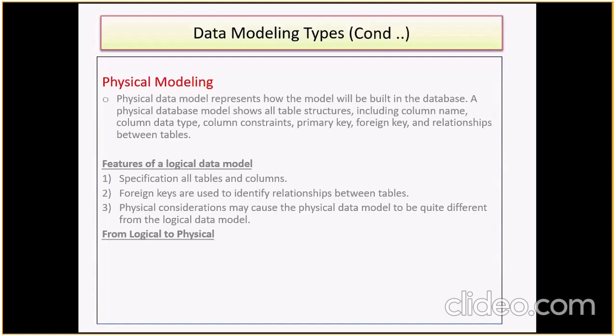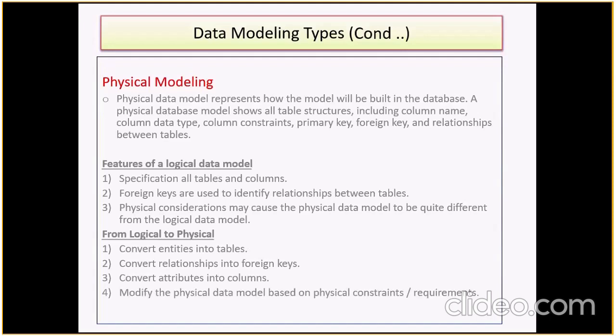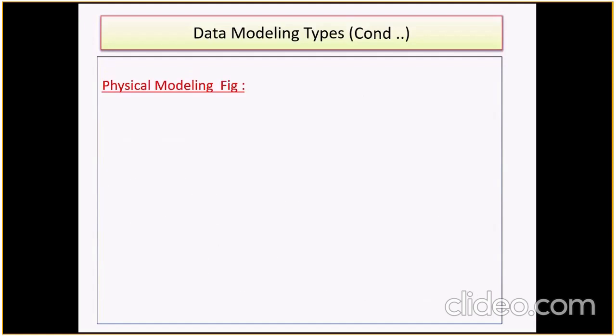How do we convert the logical model into the physical model? The very first thing, we convert entities into tables. Then attributes: we had entities with attributes, here we have tables with columns. Relationships become foreign keys. Then modify the physical data model based on physical constraints. Constraints we're going to discuss later. Now, the same requirement, how are we going to implement it in physical modeling? We talked about the conceptual model and logical model. Now the same one in the physical diagram.